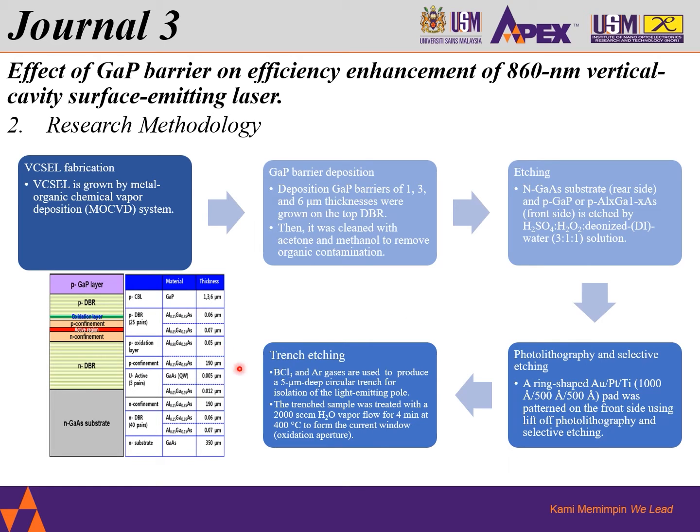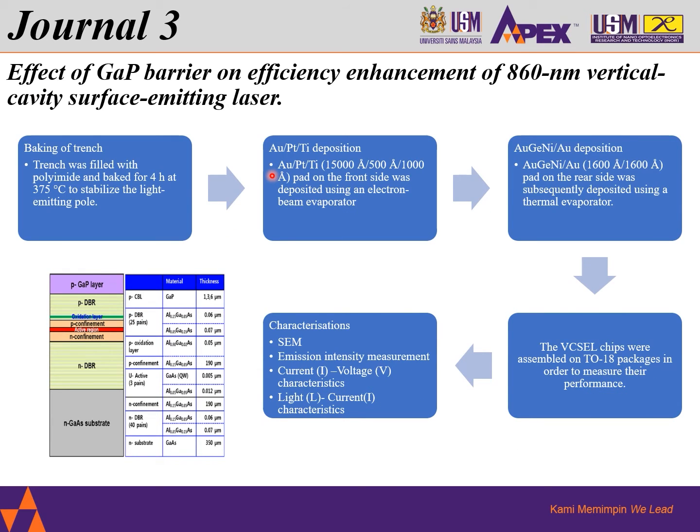Next is the trench etching. Boron trichloride and argon gas were used to produce a 5 micron deep circular trench for isolation for the light-emitting pole. The trench sample was treated with a 2000 SCCM water vapor flow for 4 minutes at 400 degrees Celsius to form the current window. After the trench etching, it was followed by the baking of the trench. The trench was filled with polyimide and baked for 4 hours at 375 degrees Celsius to stabilize the light-emitting pole.